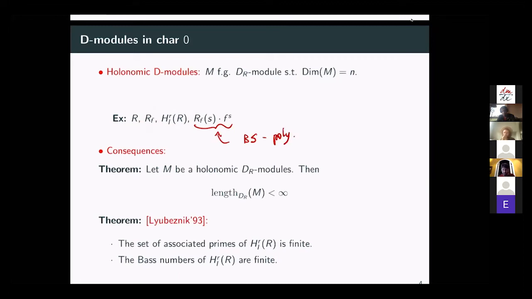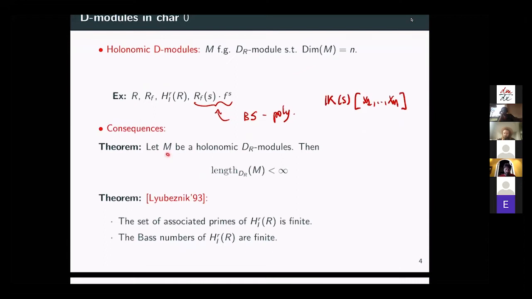Proving that this is a holonomic module gives you a very simple way to prove the existence of Bernstein-Sato polynomials. Here I am using the polynomial ring with coefficients in this fraction field. One of the main consequences of having a holonomic D module is that the length of this D module is finite. This was used by Lyubeznik to prove some finiteness properties of local cohomology modules, like the set of associated primes being finite or the Bass numbers being finite.